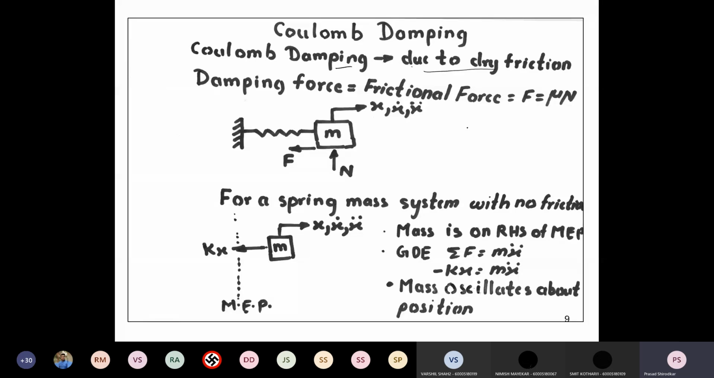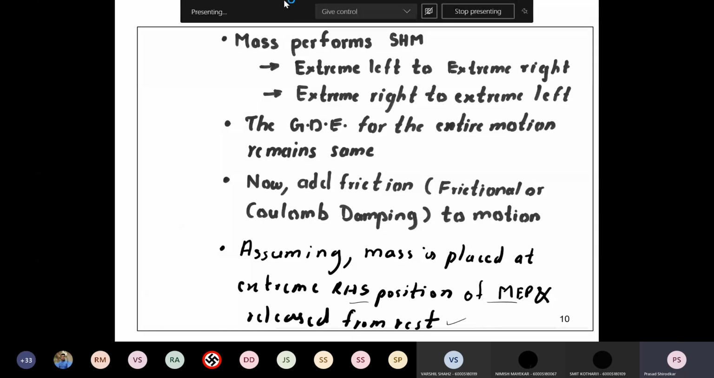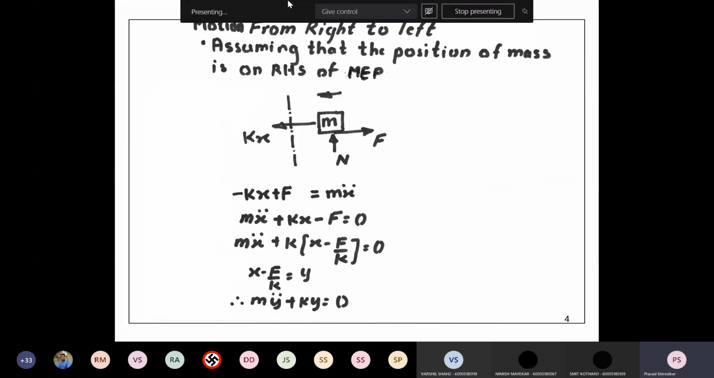friction. And we solved for this Coulomb damping. We derived the governing differential equation for that, and we stated some assumptions. The main assumption was that the mass is placed at the extreme RHS position of the mean equilibrium position, and it is released from rest. So the initial velocity is zero. Initial displacement is the extreme position from the mean equilibrium position.